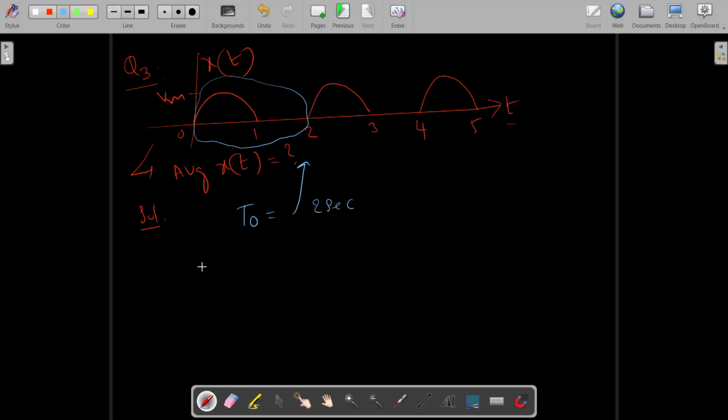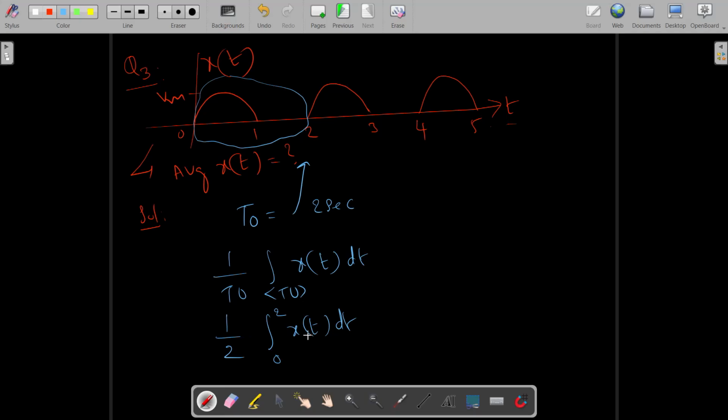Okay, so once this is done, so let us apply the formula. So the formula is 1 by t naught, integration over t naught x of t dt, correct? So what is this t naught now? So this is 1 by 2, so this is going to be 0 to 2 x of t dt, right? So we need to know, in order to get this overall average value, what is this expression x of t, right? Once we know this, then integrating this is very straightforward, right?